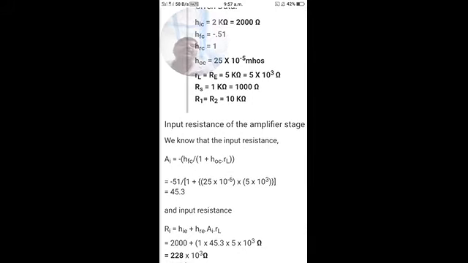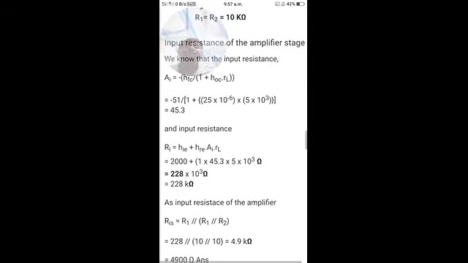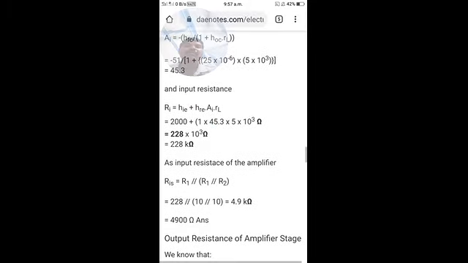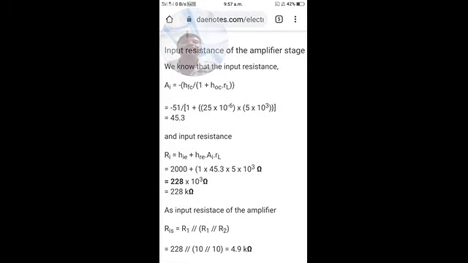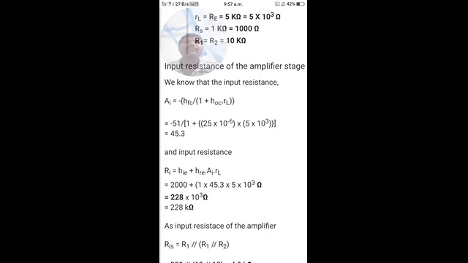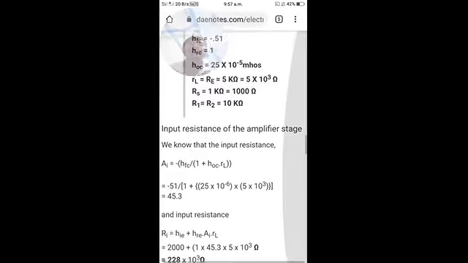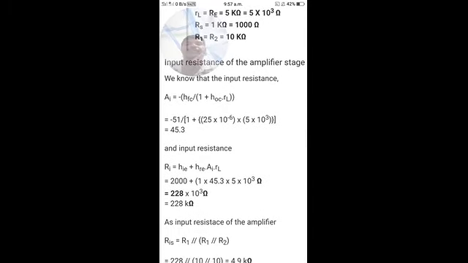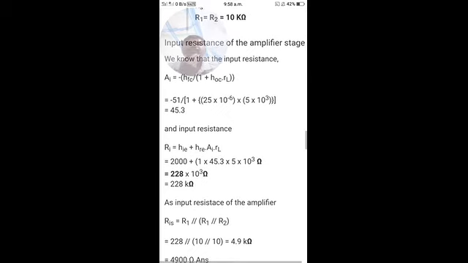Starting with the current gain, AI is minus HFC by 1 plus HOC into RL. Substituting HFC, HOC and RL, we have the current gain 45.3. The input resistance Ri is HIC plus HRC into AI RL dash. Substituting, we get the input resistance 228 kilo ohms.